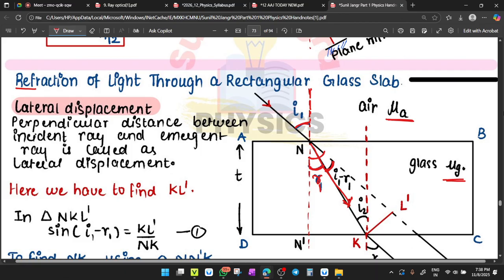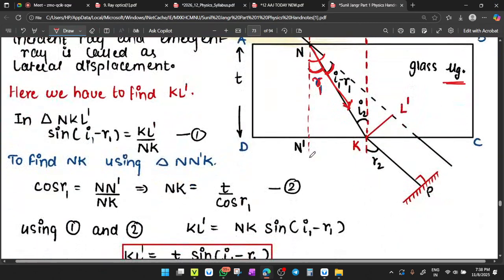Finally, the ray is incident on this second interface, making an angle i2. This angle is equal to i2. Clear? And in the end, it is deviated away from the normal and makes an angle r2.